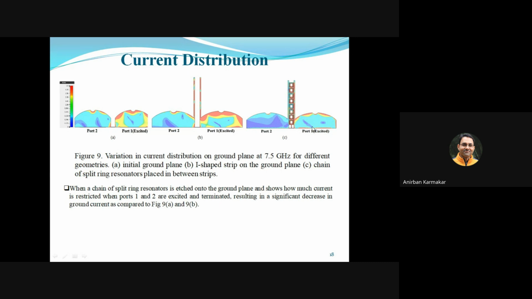Here we can see port 1 is excited and port 2 is terminated. So resulting in a significant decrease in the ground current as compared to figure 9A to 9C. So we can see whenever port 1 is excited, most of the current is being coupled in the secondary ground plane, or in the ground plane on the left side, to port 2. Whenever we have introduced these structures, a lesser amount of current is being coupled to port 2. And whenever the complete architecture using split ring resonators has been implemented on the ground plane, we can see ideally zero mutual coupling from port 1 to 2. So we can tell that in this MIMO structure, two antennas will be completely isolated if we use this kind of ground structure using SRR.